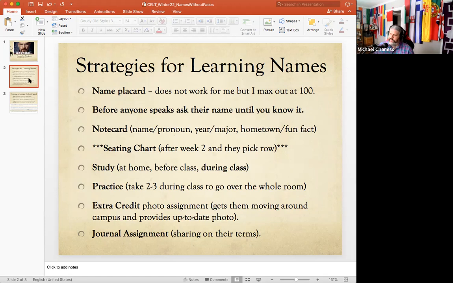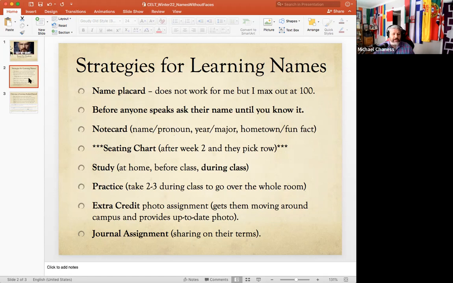Next, the classic note card. I'm sure many of you use this in your classes. On the first day, they get the syllabus and they get a note card. I tell my students to write on their note card their name, their preferred pronouns, their year in school, their major, their hometown, and a fun or interesting fact about themselves. In the smaller classes, my 30 or 35 person classes, we then use those to do a formal introduction.